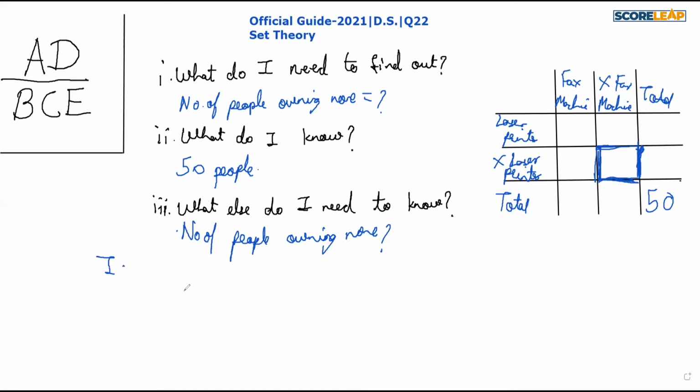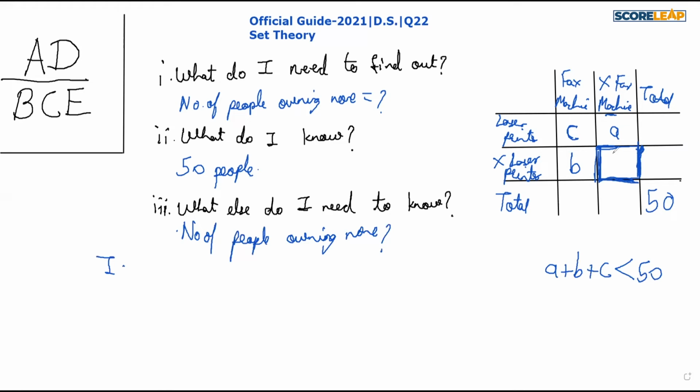Statement one says that the number of people in the group who own a fax machine or a laser printer or both is less than 50. The number of people who own a laser printer only, let us take this as A, or a fax machine only, which is B. Fax machine but not laser printer, laser printer but not fax machine, and both is C. Fax machine and laser printer is less than 50. So A plus B plus C is less than 50.